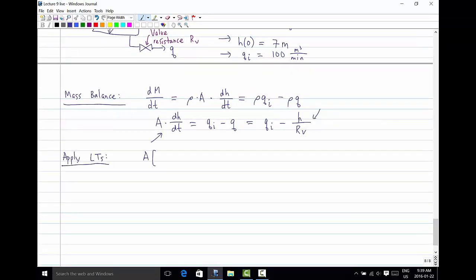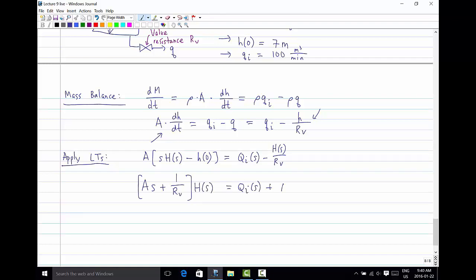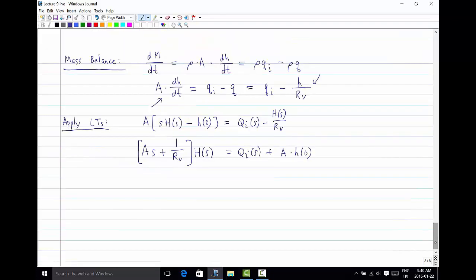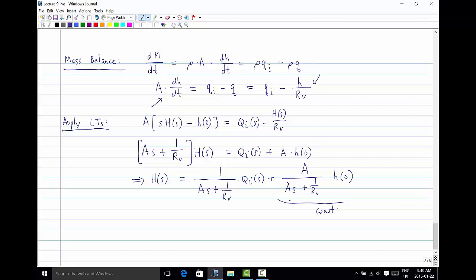Notice that the derivative term contains the initial condition h of 0. Again, if we collect the like terms, we can rewrite the Laplace equation with h of s on one side and the other variables on the other side. The last term is a constant, and the first Laplace fraction that we see is what is called the transfer function between h of s and qi of s.